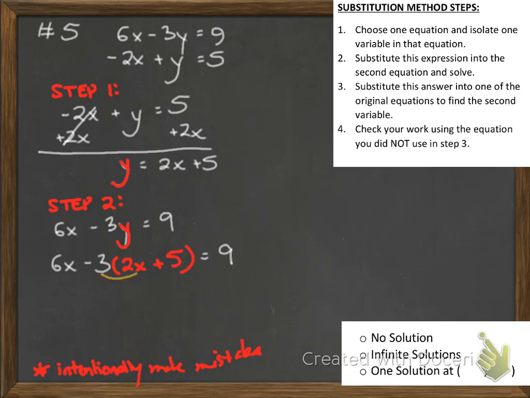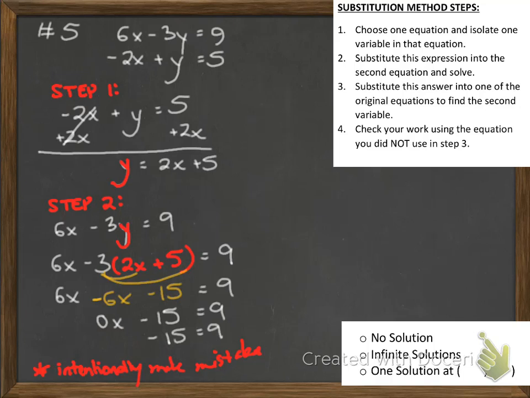So then I'm going to distribute this negative 3. That becomes negative 6x minus 15. Again, bring the rest of the equation down. Okay, 6x minus 6x is 0x. So we have 0x minus 15 is equal to 9, or negative 15 equals 9.